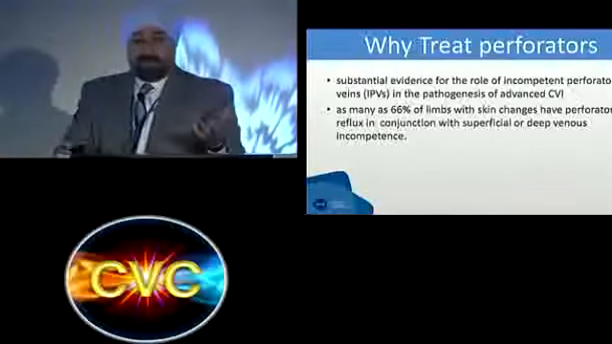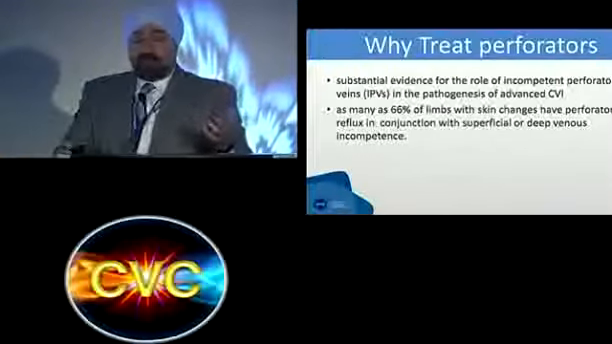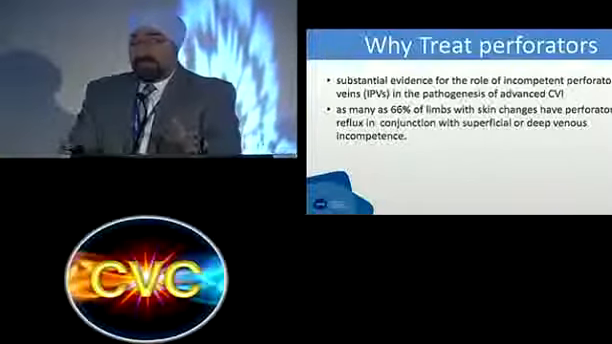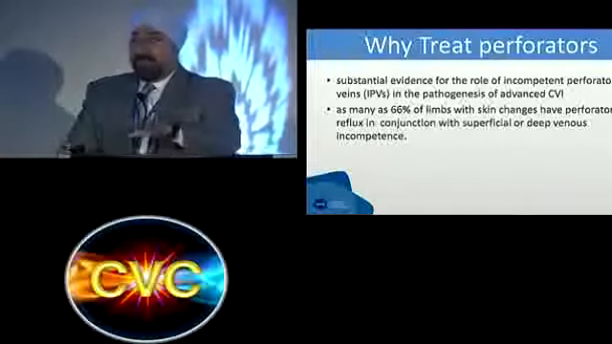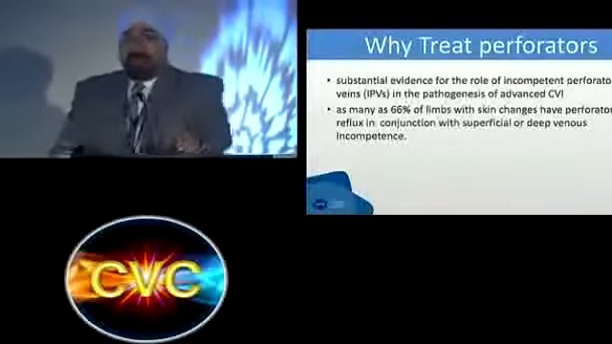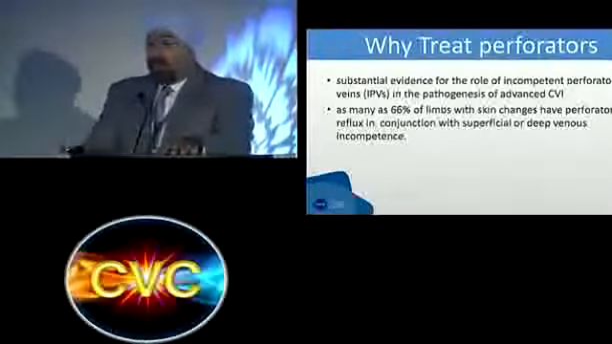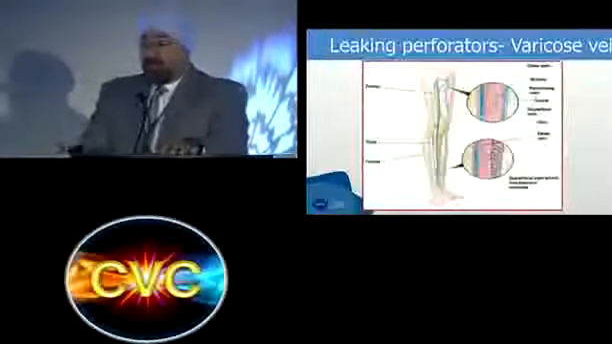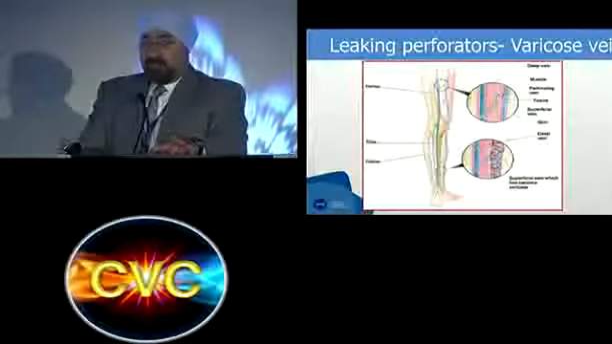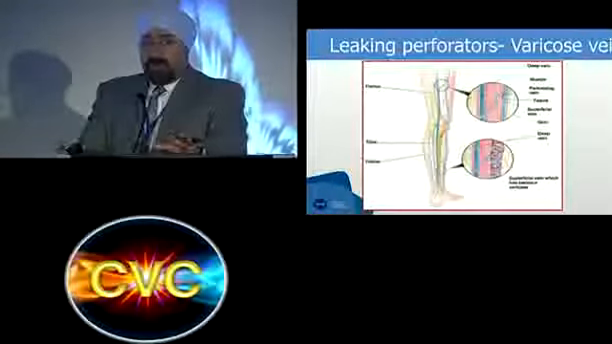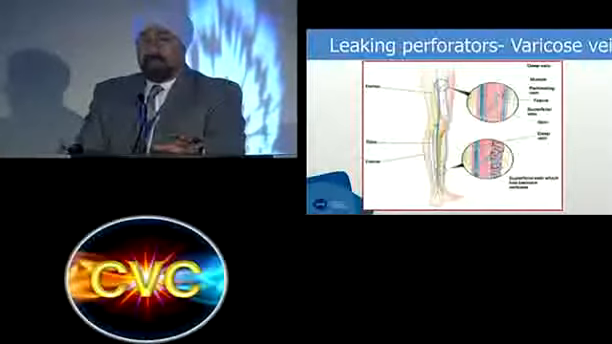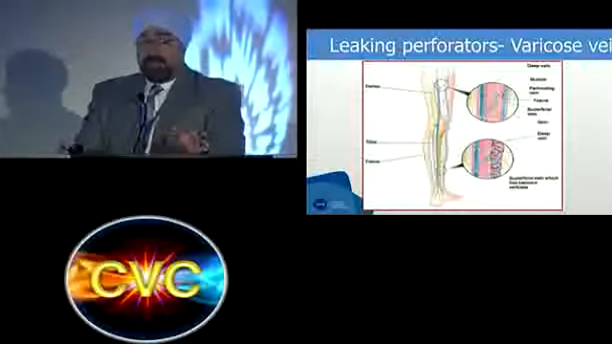Because there's evidence that the incompetent perforator veins play a major role in the pathogenesis. And we talked about it yesterday with the pressure from the deep system coming through the incompetent perforator. And as many as 66% of limbs with the skin changes in the CEAP classification from 4 to 6 have an underlying incompetent perforator that's in the game. And it becomes important to understand where the pressure is coming from and then stop that source of the pressure. A lot of times, treating perforators is like spot welding.